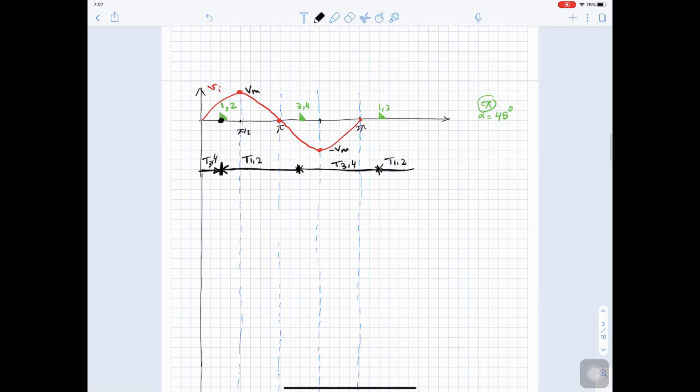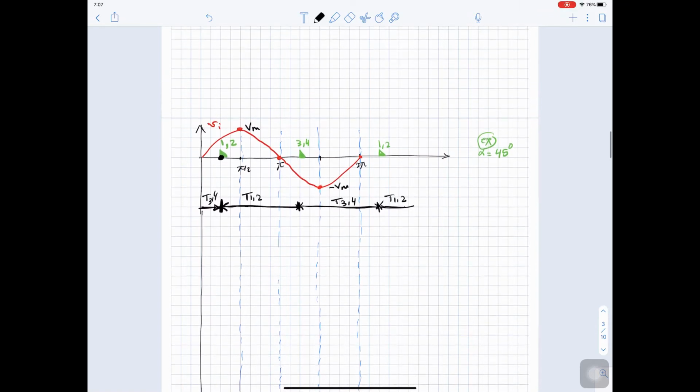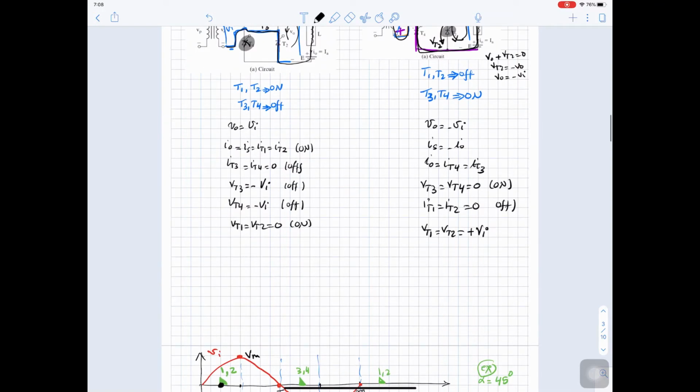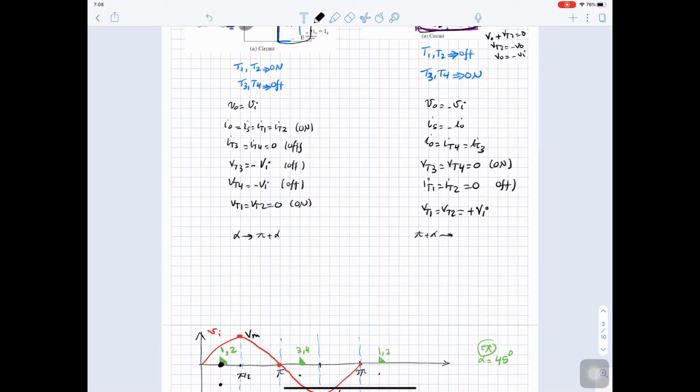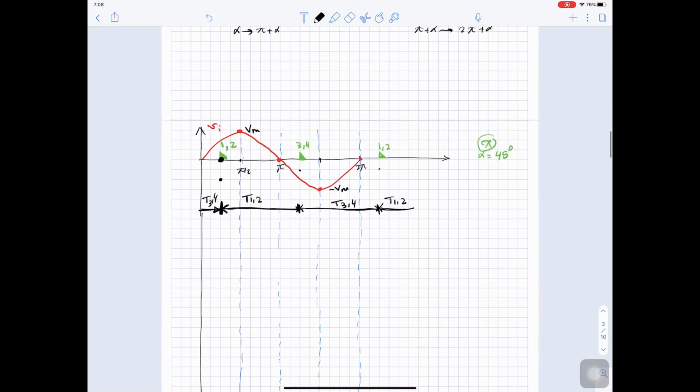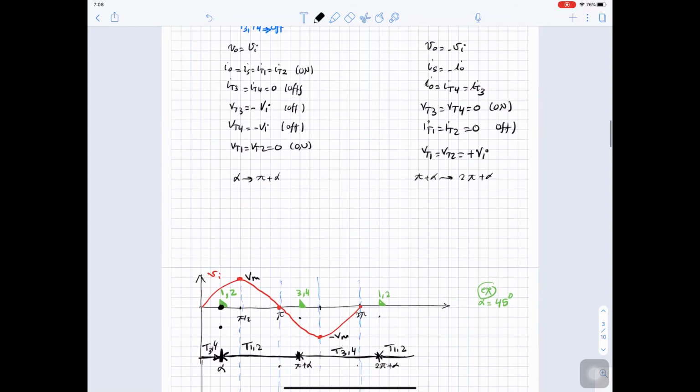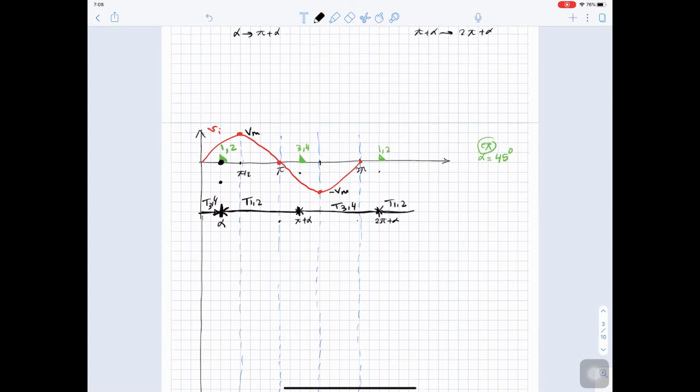Now we know when each equation will be applied. So 1 and 2 will be applied from alpha to pi plus alpha. And 3 and 4 will be applied from pi plus alpha to 2 pi plus alpha. So these rules are from alpha to pi plus alpha, and these rules are from pi plus alpha to 2 pi plus alpha. These are the angles. So here we are applying from angle alpha up to, this is pi, so pi plus alpha, and here this is 2 pi, so this is 2 pi plus alpha. So we know when these rules will be applied, so we can sketch whatever we want.